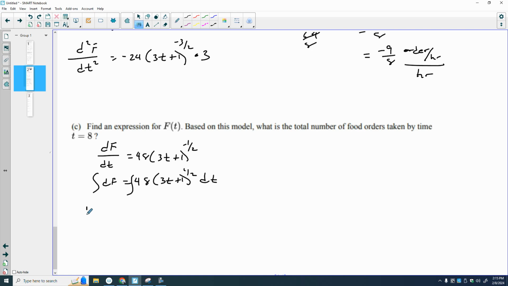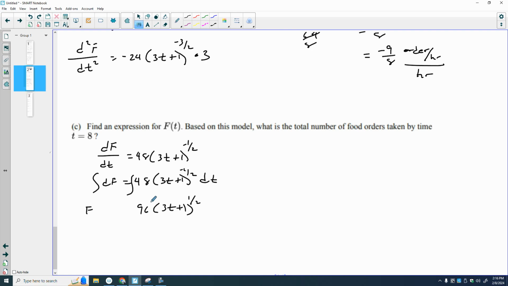Integral of df is just f. Add 1 to the exponent. Leave the inside alone. You can't touch the inside. Add 1 to the exponent. Divide the old coefficient by the new exponent. Whoops. How about I do that correctly? That is not a positive 1/2. That is a negative 1/2. This is a positive 1/2. So I add 1 to the exponent, divide the old coefficient by the new exponent, and I get 96.